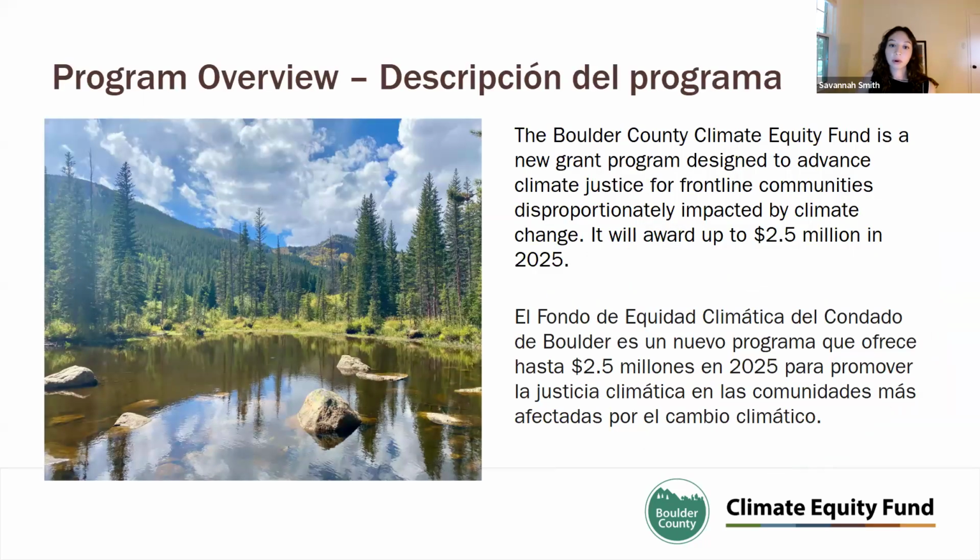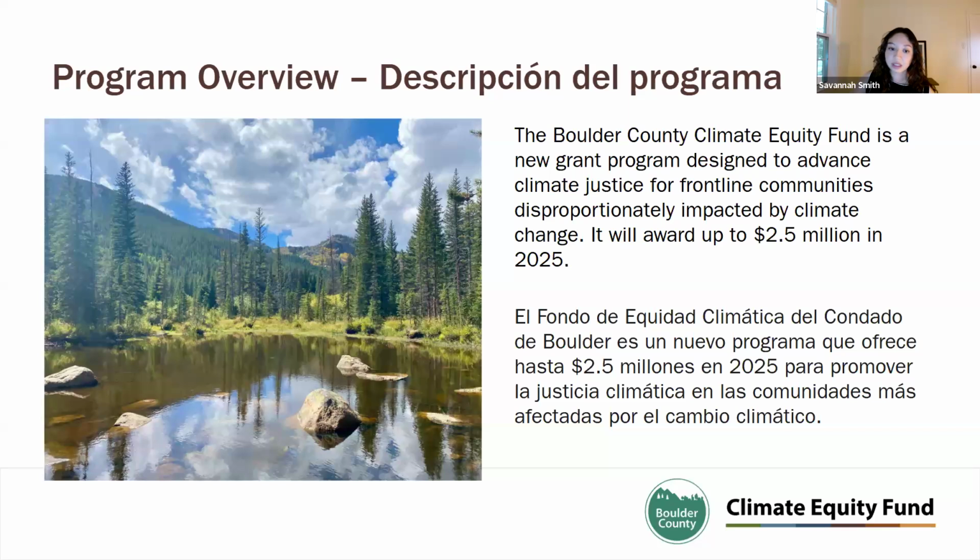Starting off with the program overview, in 2024, Boulder County conducted a comprehensive review of climate justice best practices. This was informed by recommendations from external environmental justice consultants, Boulder County staff, and the Board of County Commissioners. A vision for a climate equity fund was developed. The intent of the fund is to expand access to climate-related funding for frontline communities and individuals disproportionately impacted by climate change. In July of this year, Boulder County Commissioners directed Boulder County to launch the Climate Equity Fund.